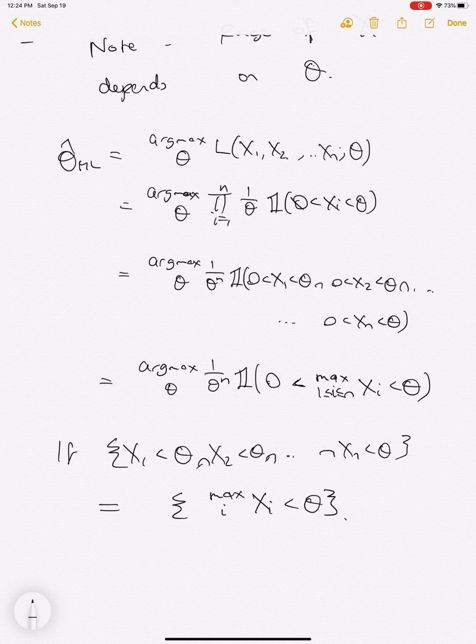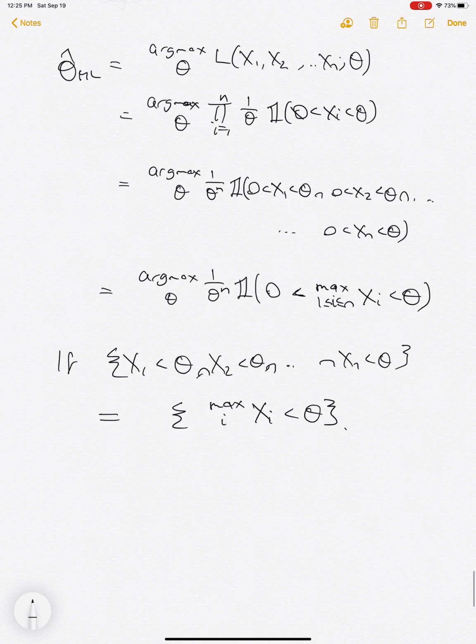Because if any one of them violates that constraint, then it becomes a zero, which is exactly what we have when we take the product of these indicators. If any one of these indicator functions is zero, that turns it off completely. That's why we have the intersection, which means the maximum has to be less than theta. If that argument doesn't quite make sense, think through it a little bit to see what you get. Okay, so we have that.